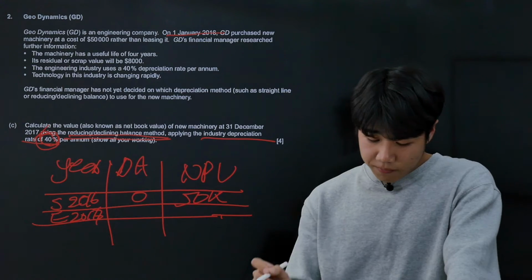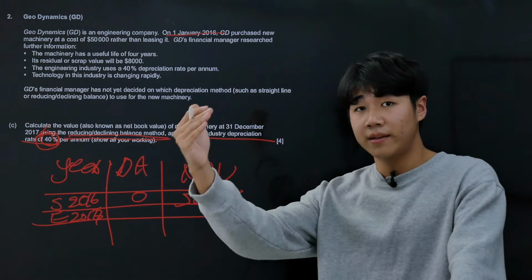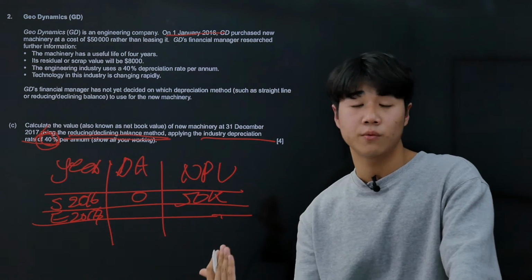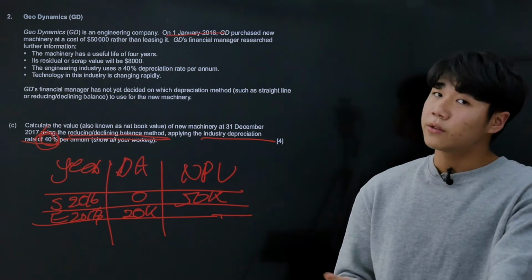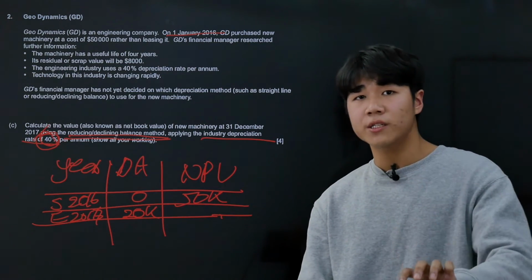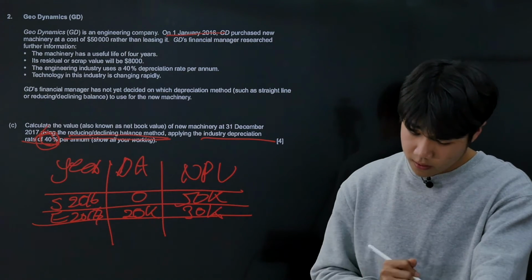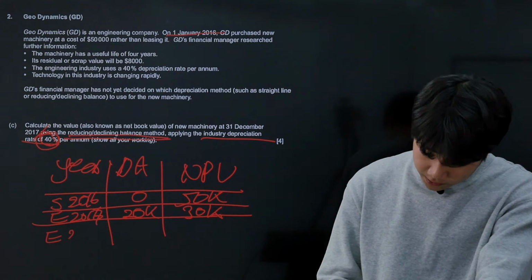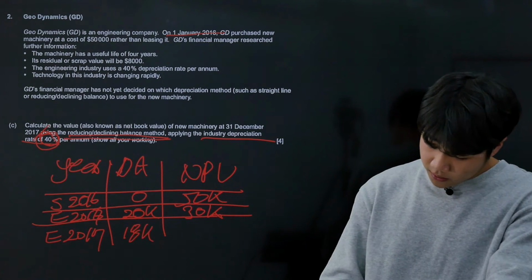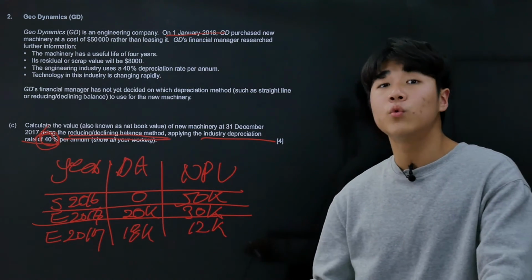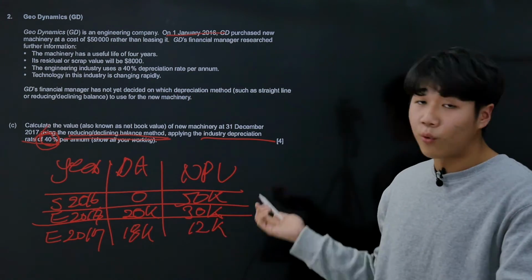Using the industry depreciation rate of 40%, you just multiply by the net present value of the previous year, which is 50K. You get 20K. So the net present value is the subtraction of 20K from the 50K, which will be 30K. Same goes for the end of 2017. The depreciation allowance is going to be 18K, and the net present value at the end will be 12K. Now that's your answer. Make this table, then you get 4 points.